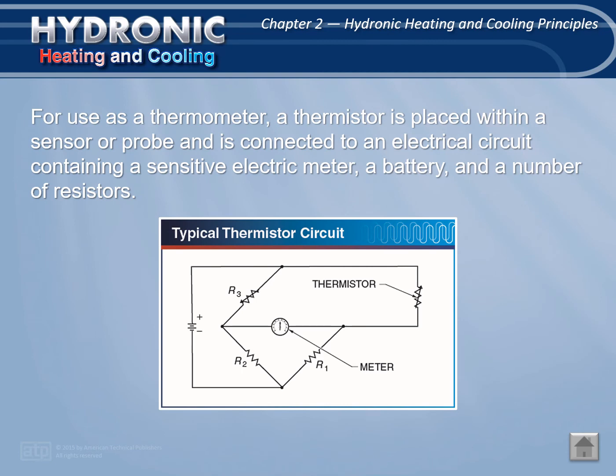A thermistor is a type of resistor made of material whose electrical resistance varies with temperature. For use as a thermometer, the thermistor is placed within a sensor or probe that is connected to an electrical circuit containing a sensitive electrical meter, a battery, and a number of resistors.